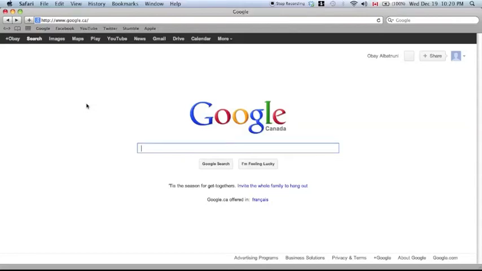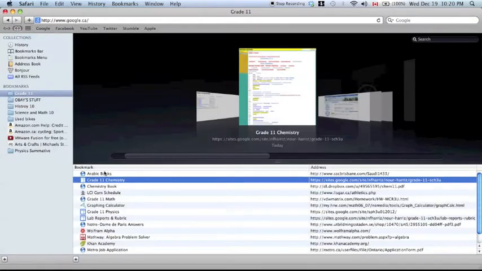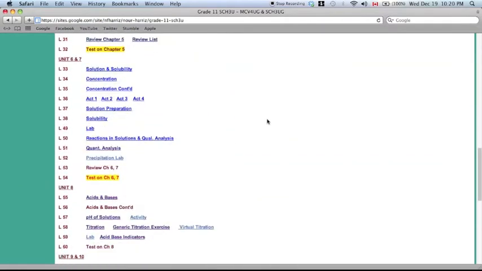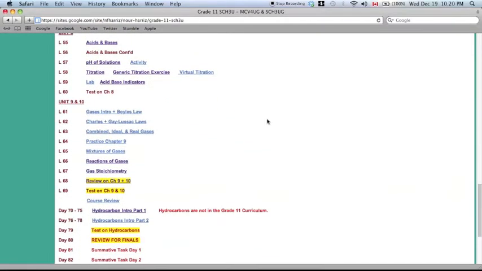Hello everybody, today I'm going to show you what a student that takes part in the flipped classroom does when he comes home. The first thing I like to do is go on the class website. When I come home, I study the lesson that we're going to take tomorrow. For example, today we took reactions of gases, tomorrow we're going to take gas stoichiometry. So I'm going to go and study gas stoichiometry.